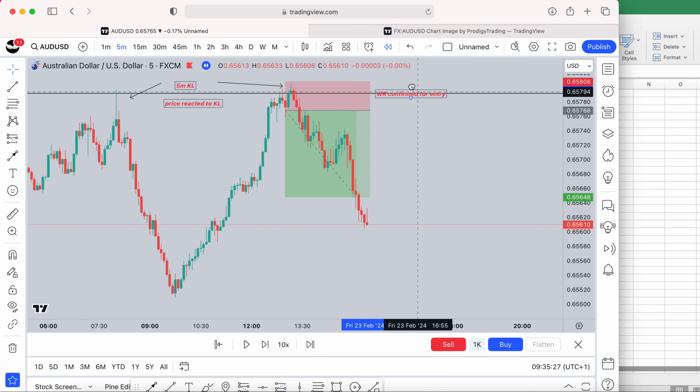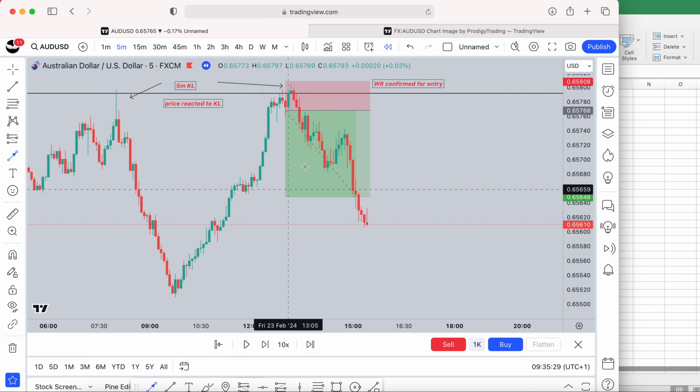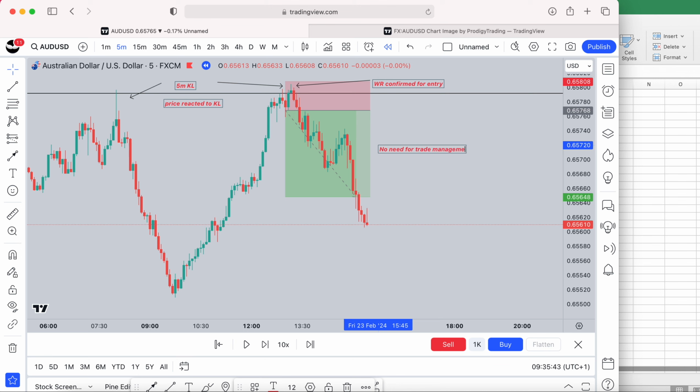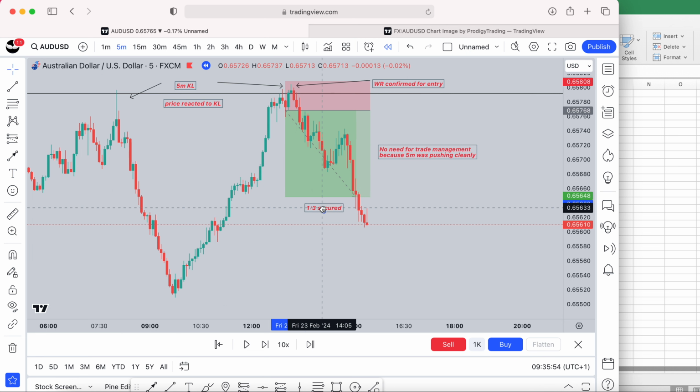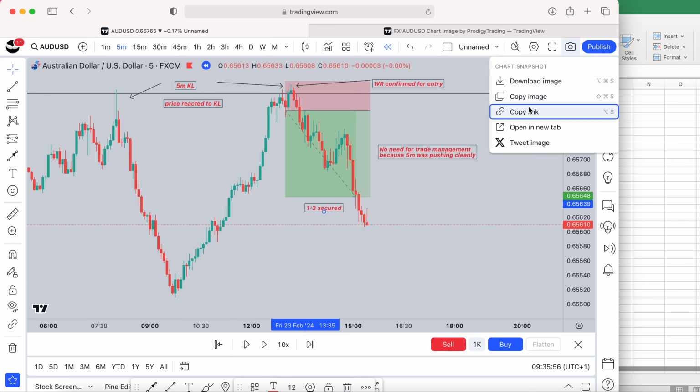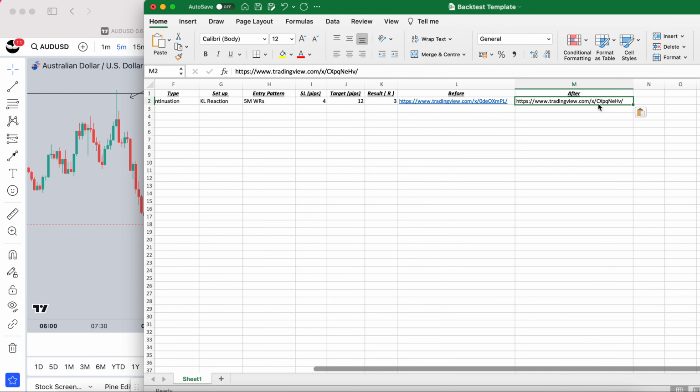Now again, guys, remember this is simply me putting in random bits of information just to show you what you guys can be doing. And then you can say, I don't know, no need for trade management because 5 minute was pushing cleanly. And the last bit you might want to say is 1 to 3 secured. Lovely jubbly. Right, again, copy link, go to here, Command K.